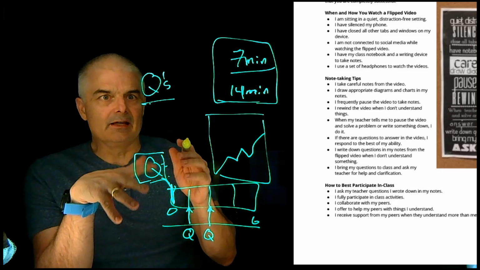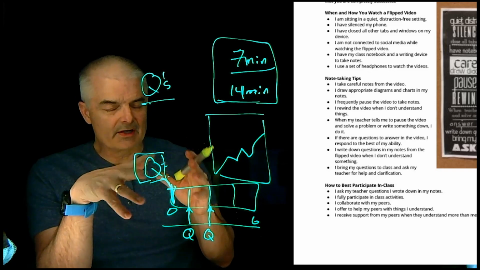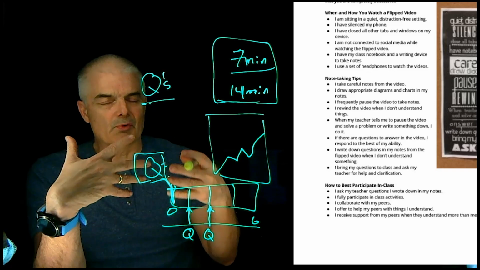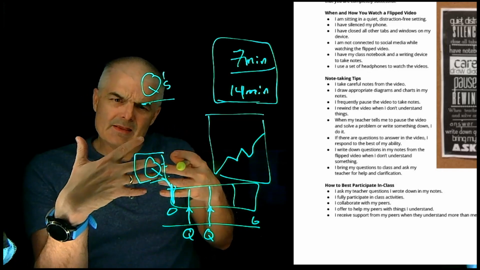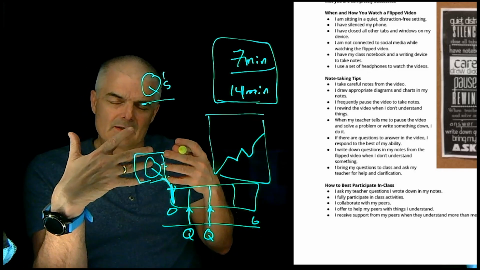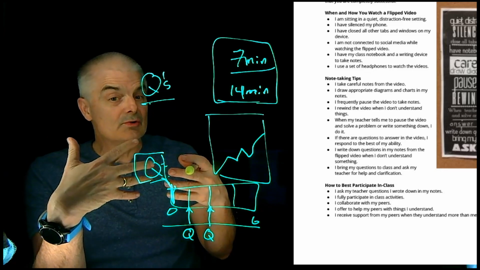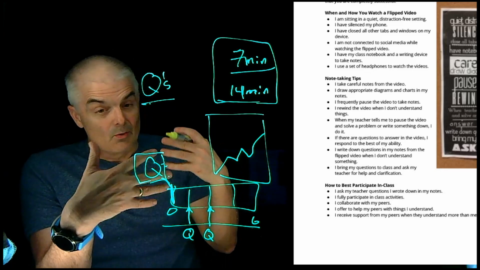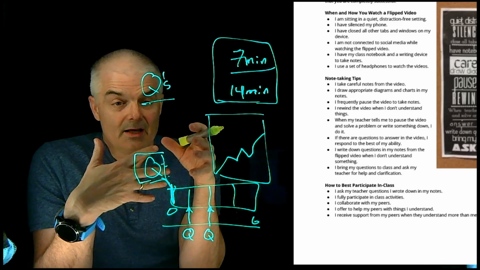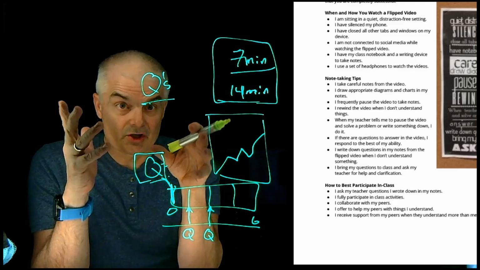So the key of the flipped classroom is what's going to happen in the class. That's where you have time to process and cement the information that you learn. The videos aren't there to completely teach you. They're there to introduce you to the information, and then you're going to go deeper when you're in the class. That's the key. So it's super important that when you're in class, you're checked in, right?